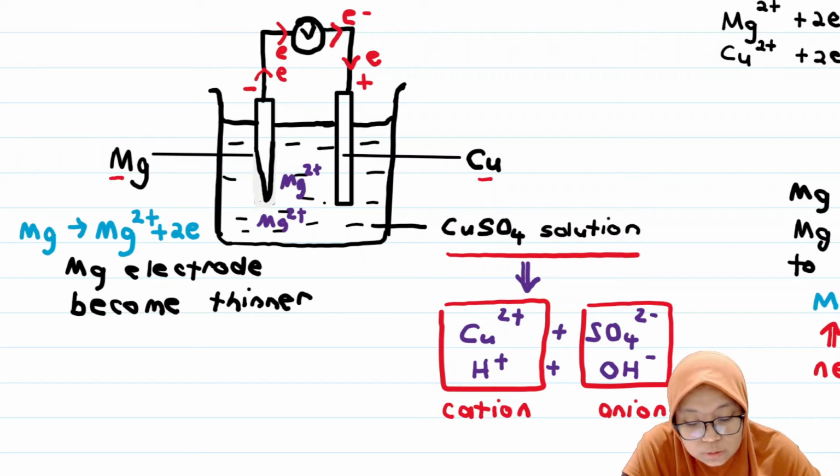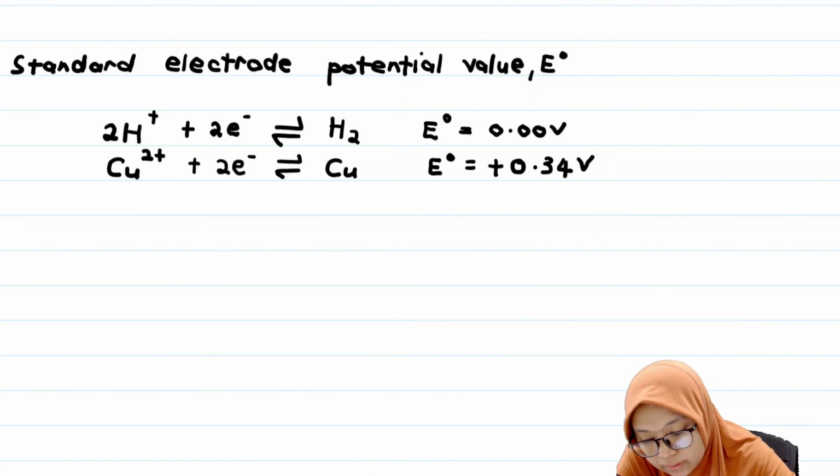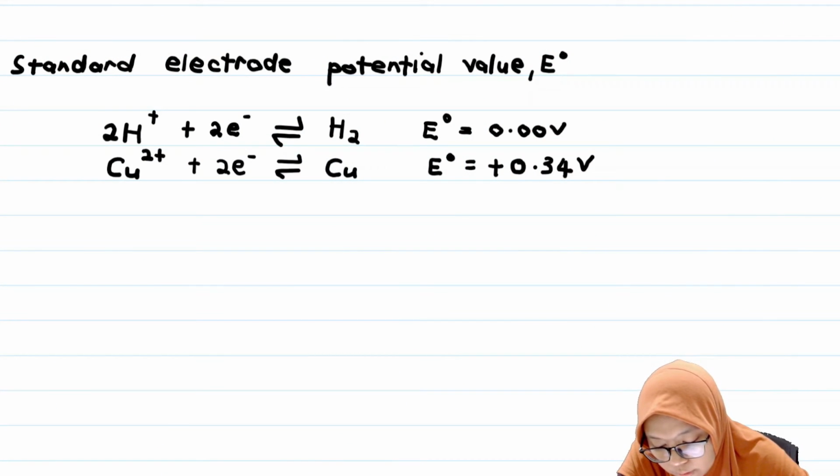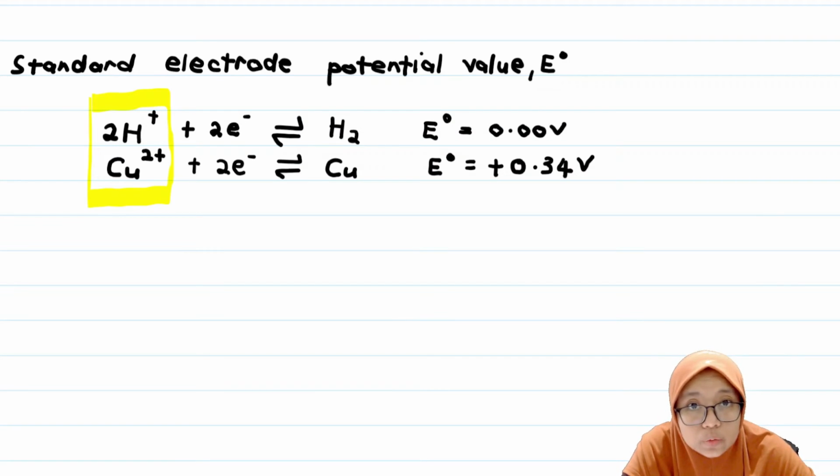So the choice is between copper 2 plus ion and hydrogen ion. Which ion can accept this electron? We have to refer this to the standard electrode potential value as well. So let's look at the standard electrode potential value for copper 2 plus ion and hydrogen ion. Okay, so this is the standard electrode potential value for hydrogen ion and copper 2 plus ion. Now we are referring to the ion, this one, the ion for the aqueous solution.